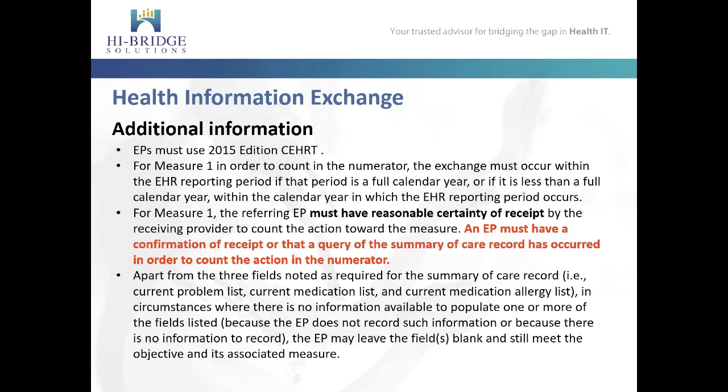Again, I'm going to mention the three fields: current problem list, current med list, current med allergy list. Those fields must be populated in order for you to get credit. All right. The other fields, in theory, could be blank and you could still meet the objective, but those three main fields must be populated, and it will impact this measure. And of course, it impacts the second piece, the reconciliation part of this measure.